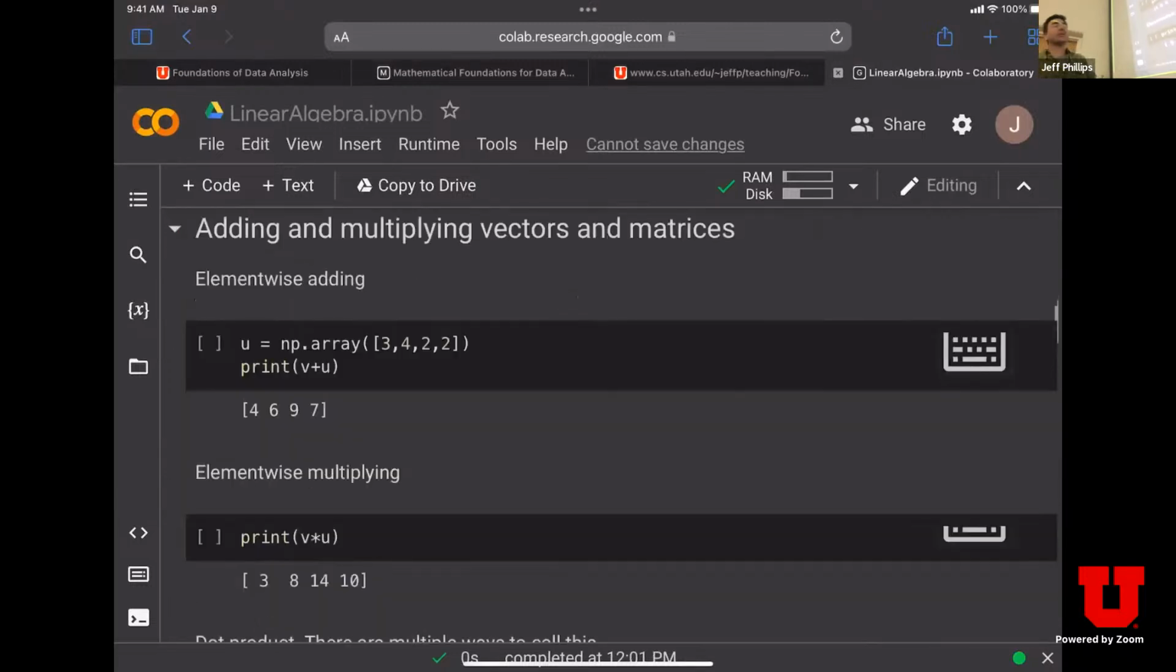Okay, I can add vectors together. Remember, adding is element-wise adding, right? I had V before, now I have U.